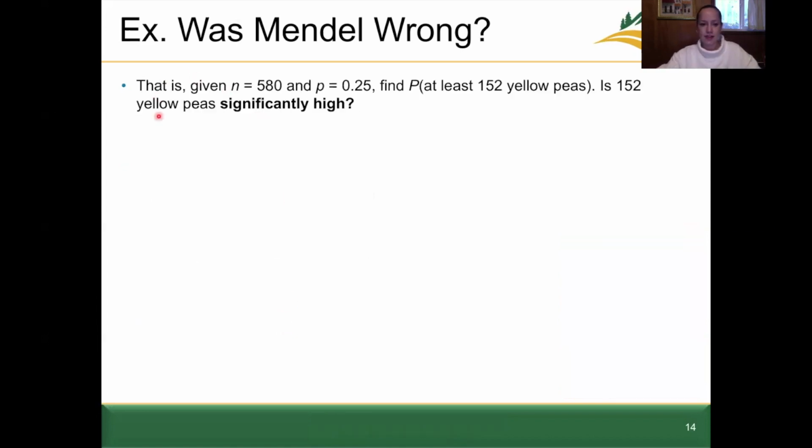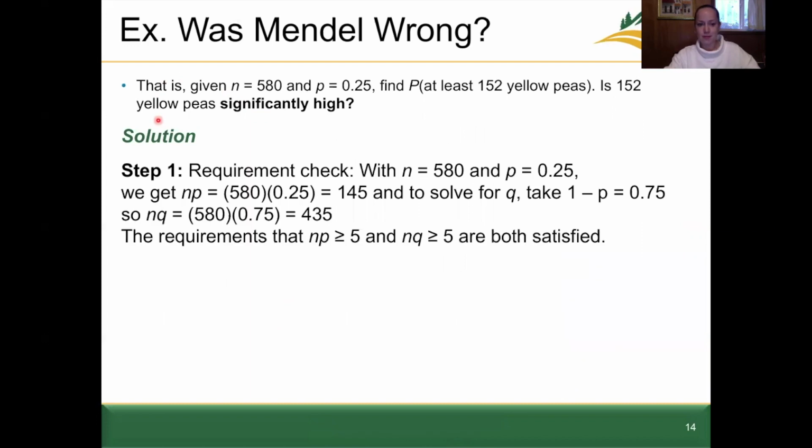So again, here's the setup of our question. For our solution, step number 1, is our requirement check true? Can we approximate this data as a normal distribution? Well, remembering how we check those requirements, we first assign a value of n is 580, the value of p is 0.25. We first want to check n times p. So we take 580 multiplied by 0.25, that's 145.